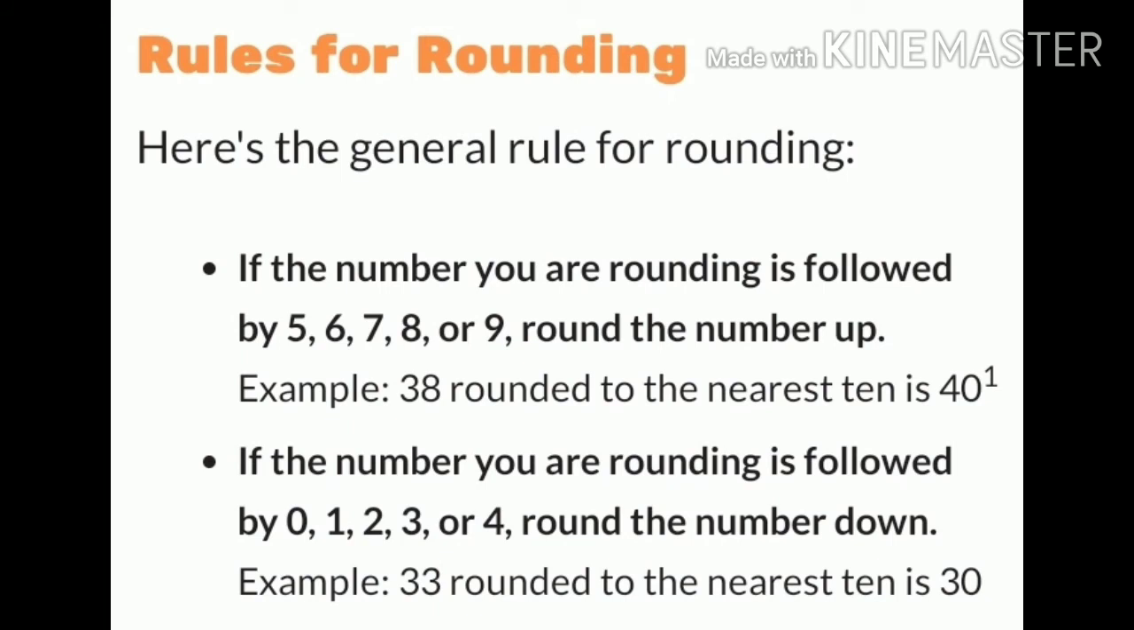Here is a general rule for rounding. First, if the digit of the number you are rounding is 5, 6, 7, 8 or 9, round the number up. Example: 38 rounded to the nearest 10 is 40. Second, if the digit is 0, 1, 2, 3 or 4, round the number down. For example, 33 rounded to the nearest 10 is 30.